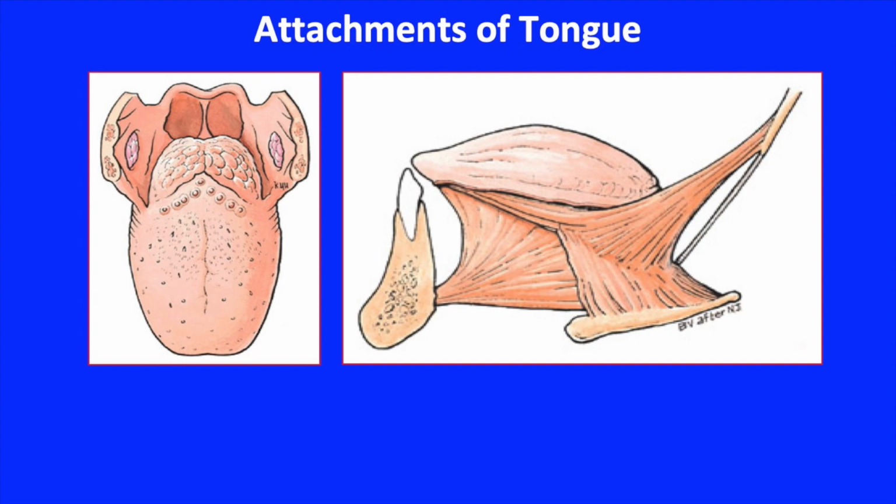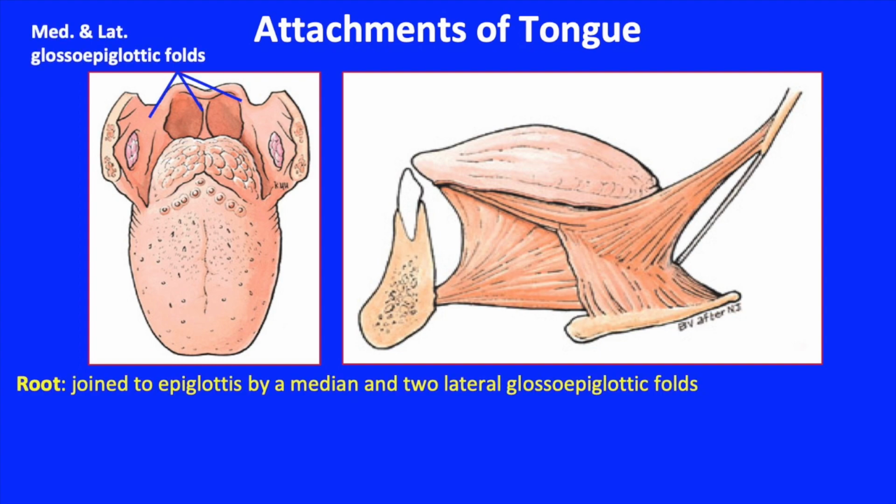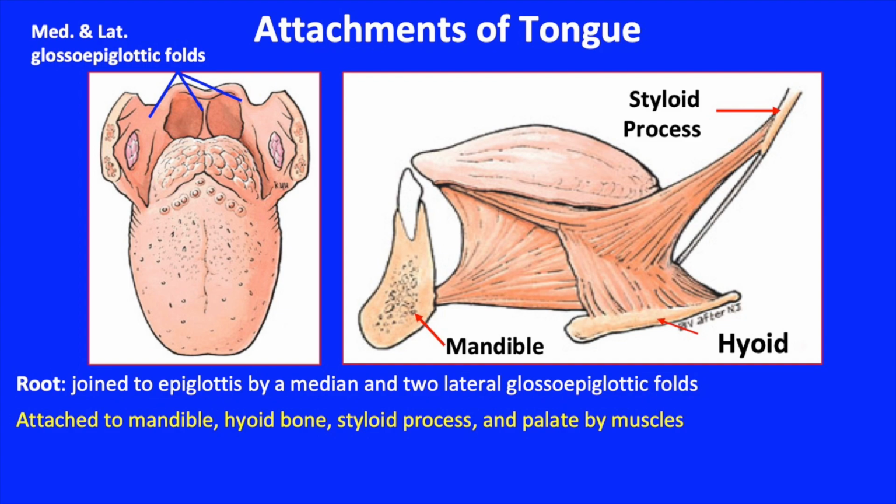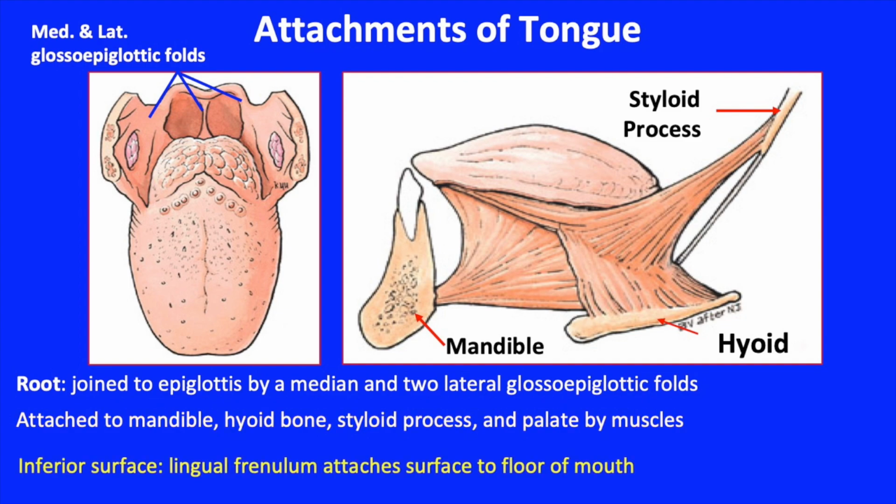So what are the anchors of the tongue? The root of the tongue is joined to the epiglottis by median and two lateral glossoepiglottic folds. The body of the tongue is attached to the mandible, hyoid bone, styloid process, and palate by muscles. Finally, the inferior surface of the tongue is attached to the floor of the mouth by the frenulum of the tongue. Bottom line, that tongue is not going to be swallowed.